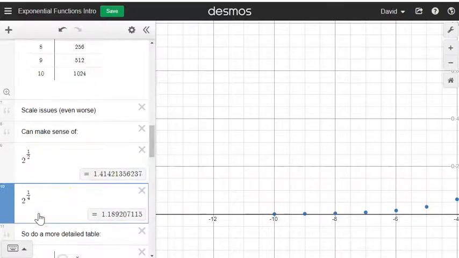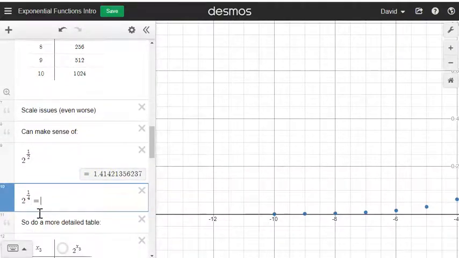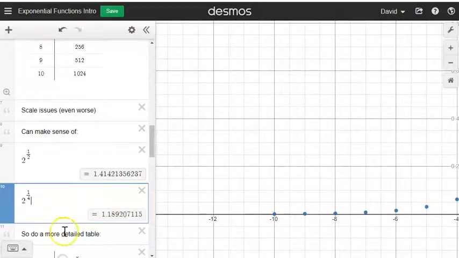2 to the 1/4, that's the 4th root of 2, or you could say the square root of the square root of 2, if you want to do that. And so that makes sense. The fractional exponent, that's in between 1 and the square root, is about 1.189.